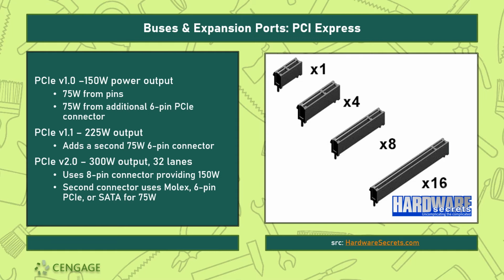So in PCI Express version 1.0, we had a 150 watt power output. 75 watts came from the pins that directly allowed connection to the board itself, and then there was an additional 6-pin connector that provided another 75 watts. Then we moved up to version 1.1, which added a second 75 watt 6-pin connector. Version 2.0 pushed us to an 8-pin connector using 150 watts. Now we have 32 lanes instead of 16. And we have a second connector using either Molex, 6-pin PCI Express, the standard auxiliary we've seen for the previous 2 versions, or SATA. So you can use the same SATA power connector you would for a hard drive for this new PCI Express power enhancement.